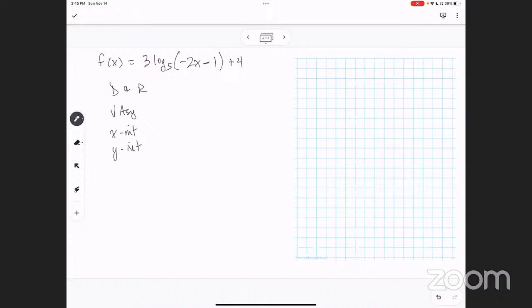So again, log base 5 of x really is still the same kind of graph. The shape of the graph is relatively the same. The only difference is that it's a little bit more stretched out than the other one that we were looking at. Okay, so this one's a little bit trickier because of the negatives on the inside.